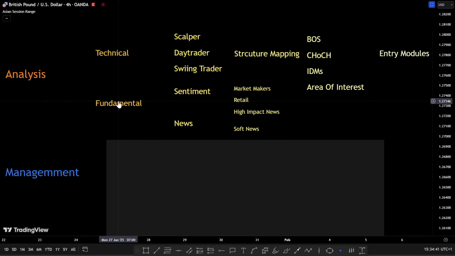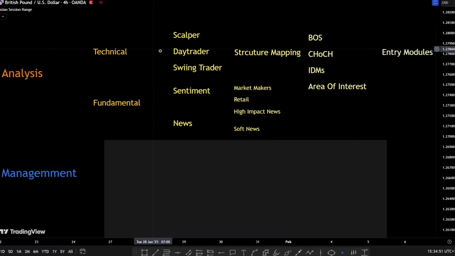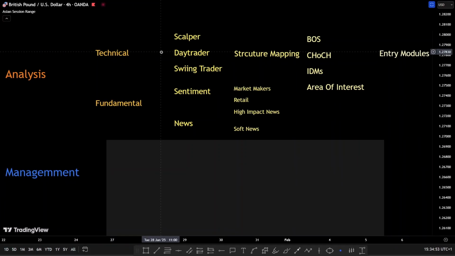But there is also the fundamental analysis. For now, we'll start with the technical analysis and go in depth through it. The first thing you need to do in your technical analysis is make a top-down analysis from your higher time frame all the way to your lower time frame, and your time frame depends on your trading style. There are scalpers, day traders, and swing traders, and their time frames are completely different from one another.